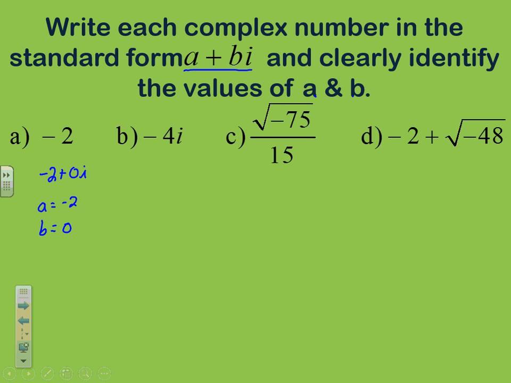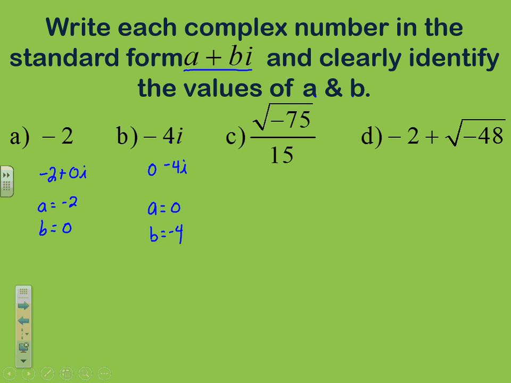Now here, -4i is going to give me 0 minus 4i in complex form. a will be 0 in this case. b would be the -4.